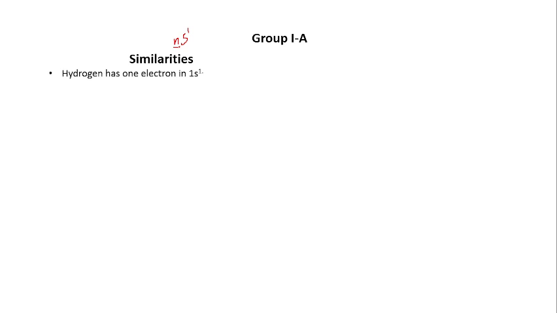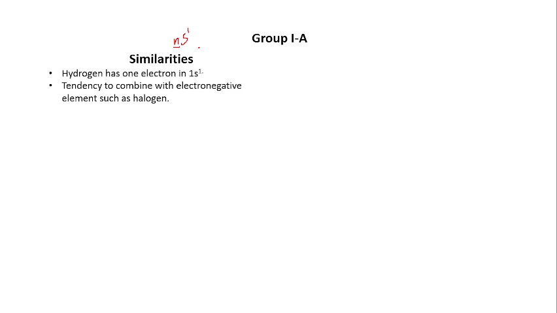Lithium has a 2s1 electron. Sodium has a 3s1 electron. Potassium has a 4s1 electron. It means that all alkali metals and hydrogen have the same electronic configuration, with one s electron in the valence shell. This is one similarity of hydrogen with alkali metals. The second is the tendency to combine with electronegative elements such as halogens.